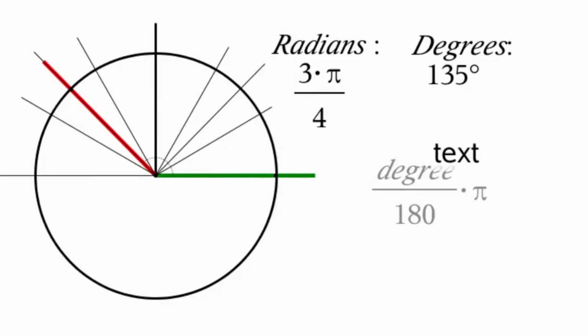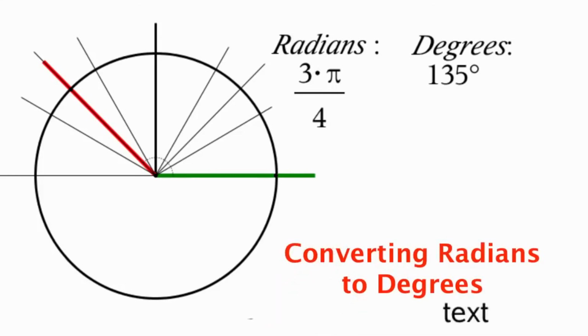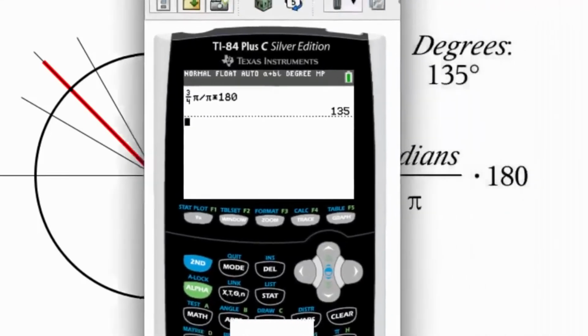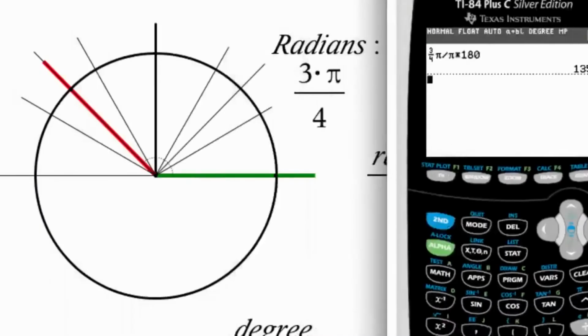Okay, so let's convert between given radians to get a degree measure. Here's the formula for doing that. You take your radians, divide it by pi, and then multiply by 180. Here is the calculation for that. I encourage you to give this a try on your calculator. Just put in 3/4 times pi divided by pi times 180, and there we go, 135 degrees.